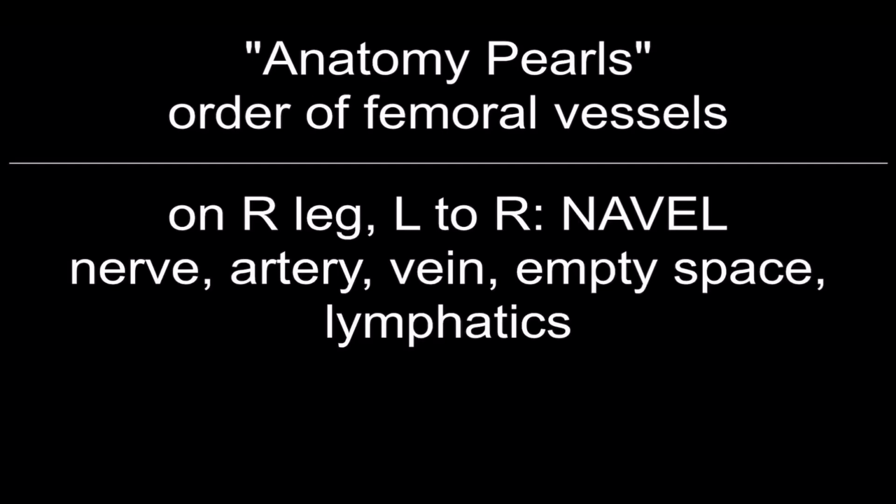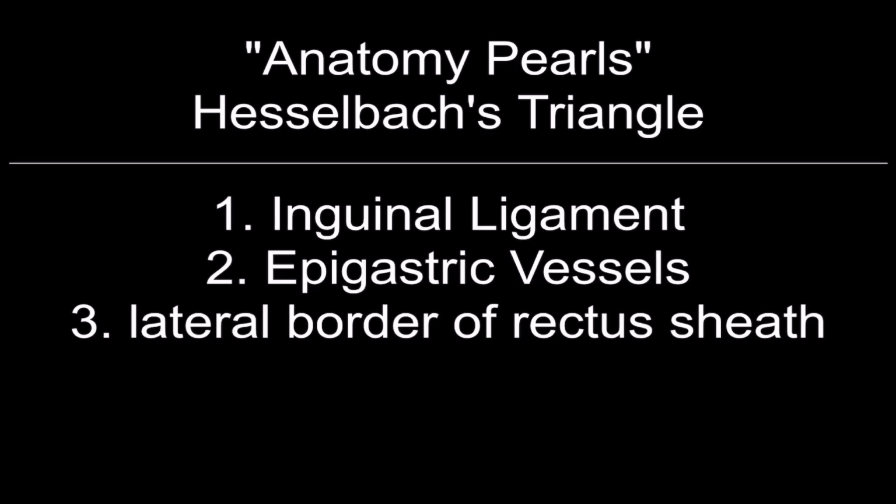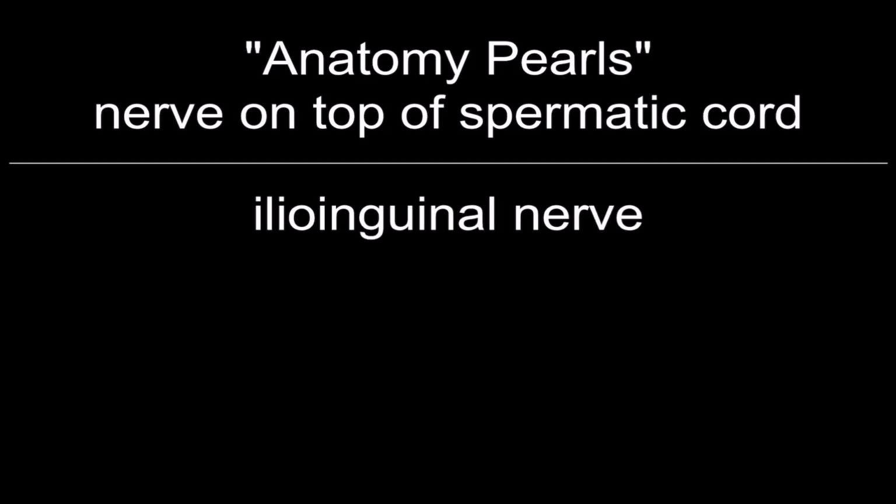What is the order of femoral vessels? On the right leg, left to right, you use the NAVEL mnemonic, which is nerve, artery, vein, empty space, and lymphatics. What is Hesselbach's triangle? You have the inguinal ligament, epigastric vessels, lateral border of the rectus sheath. What's the nerve on top of the spermatic cord? Ilioinguinal nerve.